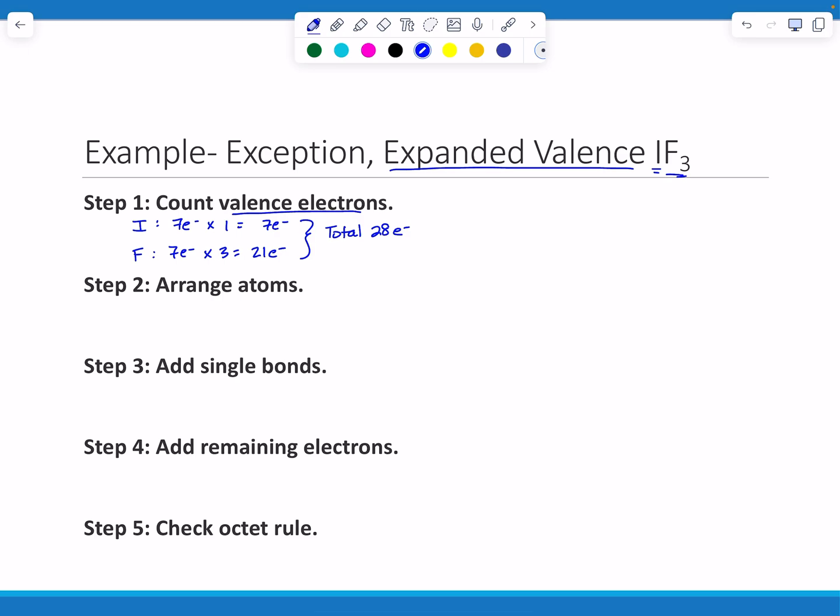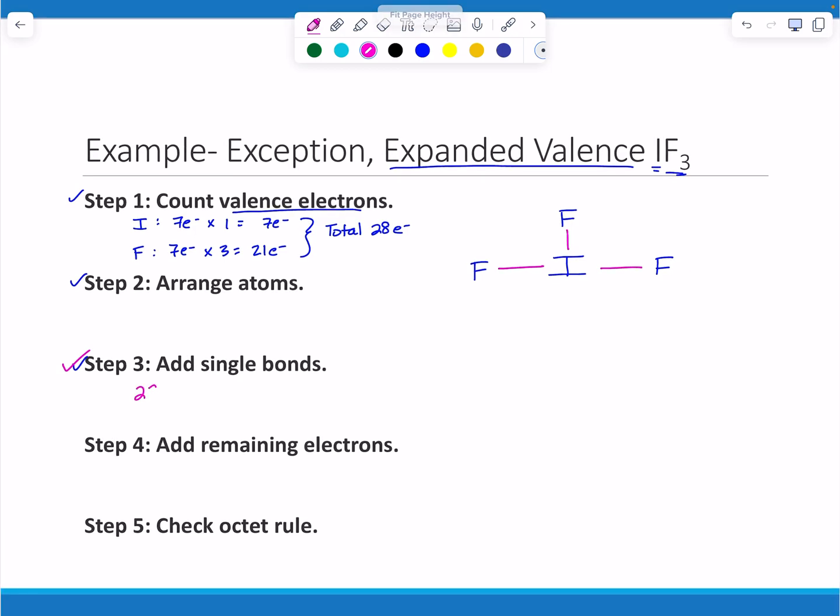Who's going to be our central atom here? Not fluorine, that's right. It's going to be the iodine. So the iodine is going to be in the center, and we're going to have the 3 fluorines around it. The next thing we're going to do is add our single bonds. I'll put those in pink this time: 1, 2, 3. So that took care of 6 electrons, but we have 22 electrons left to place.